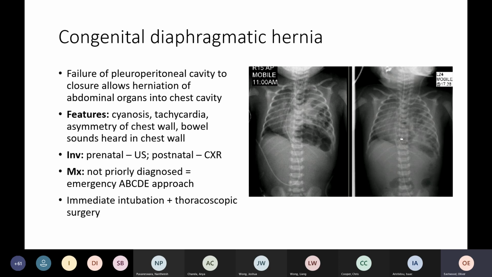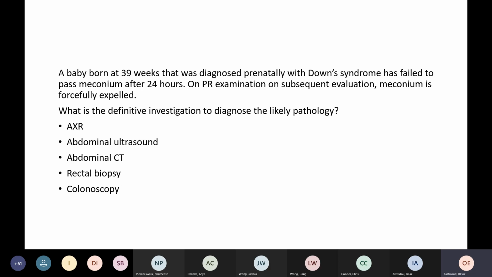If you do get a presentation of this in the first few days of life, you have some very characteristic signs, like bowel sounds heard over the chest wall, which is a sign you don't really get in anything else. So on to the second SBA.